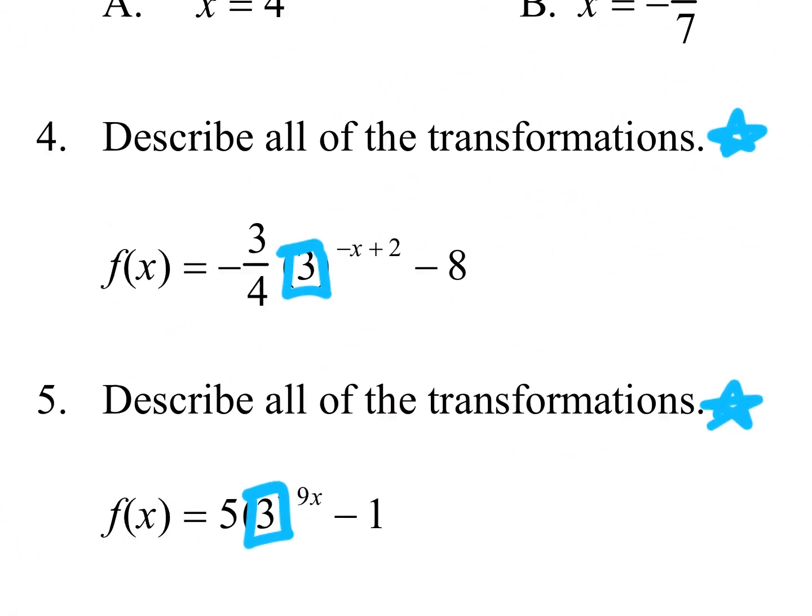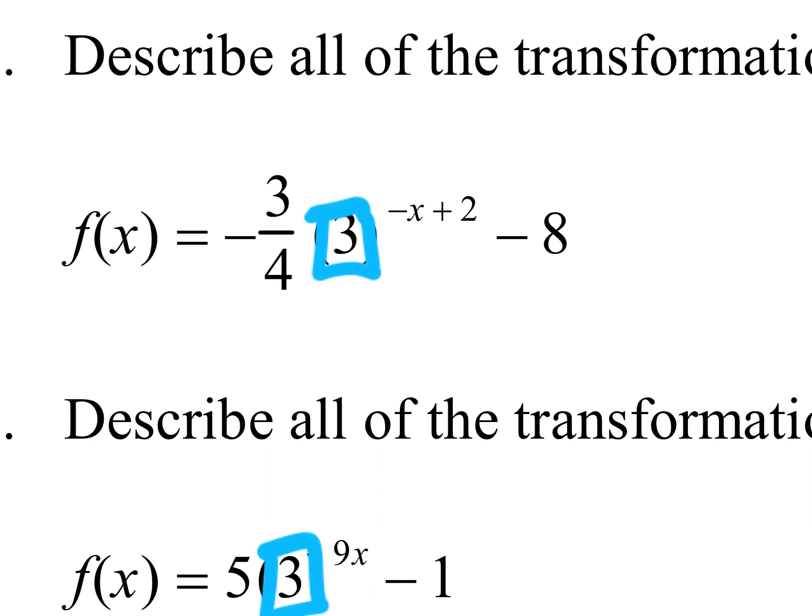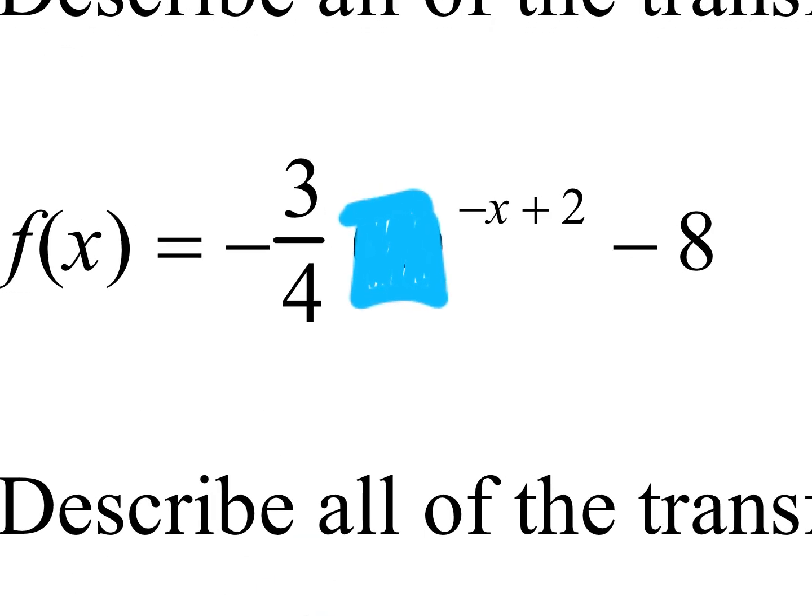All right, next. It says describe all the transformations. So we have to identify the transformations of everything except the base. We ignore the base. So you can just cross off the base, scribble over whatever your base is. That is not a transformation. It's going to be some number, could be a fraction, could be a whole number. It doesn't matter. That is not a transformation. The base is not a transformation.